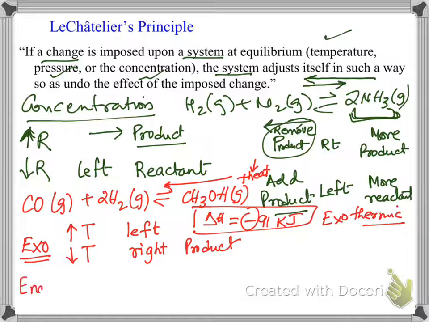Endothermic, of course, is going to be opposite. If you are increasing temperature, it is going to move to the right, meaning you're making more product. If you are decreasing the temperature, it will move to the left, meaning you're making more reactant. That is the effect of temperature.